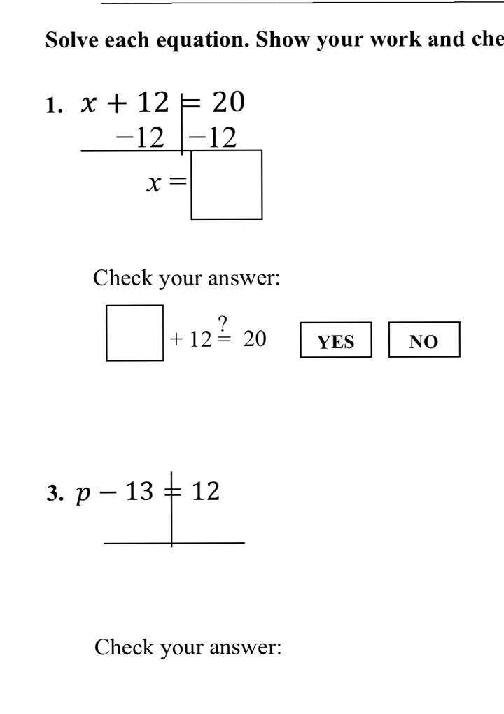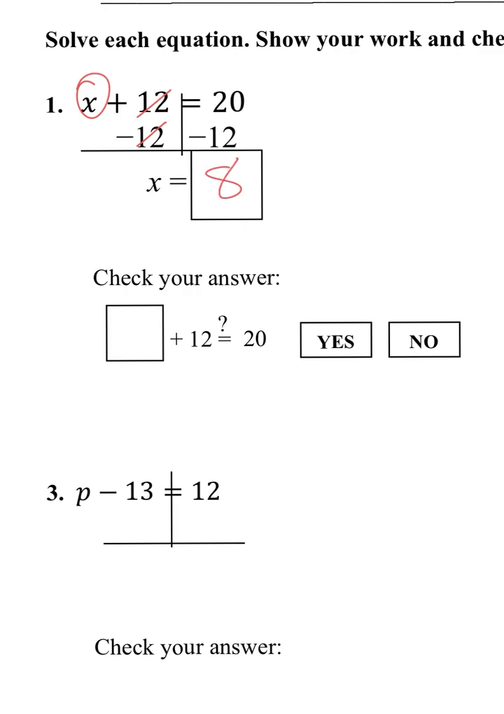The first thing that I've told my students to do in the past is circle the variable and any number that is attached to it. The first thing you want to do when you're solving an equation is get rid of any addition or subtraction, and then take care of your multiplication and your division. In this case, since I'm adding 12, the opposite of adding 12 is subtracting 12. So adding 12 and subtracting 12 cancels out, which leaves me with my variable x all by itself. And on the right-hand side, what is 20 minus 12? 20 minus 12 is 8.